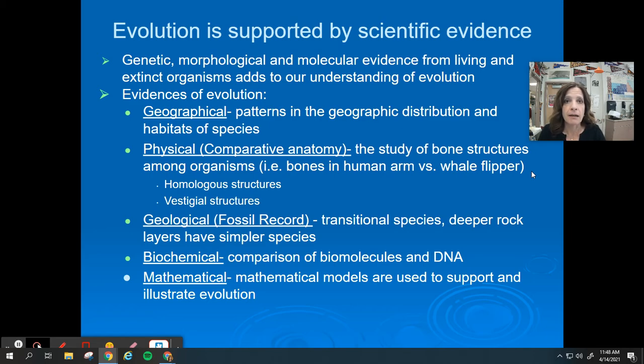Lately, in the last 30 or so years, biochemical evidence has become really pronounced, and that's comparing biomolecules like proteins and differences in DNA. And then also there's mathematical evidence. So people do models and they support and illustrate evolution.